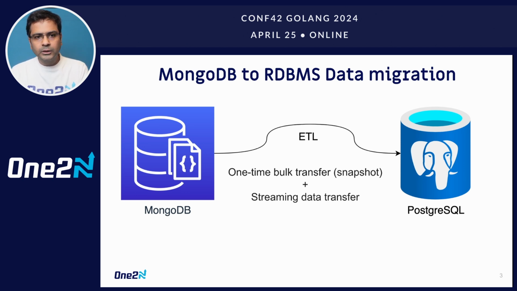Now, this was two types of transfer. One is the ETL, extract transform load, kind of transfer where we were doing a one-time bulk transfer. Think of it like a snapshot transfer of data. And we also had to worry about streaming data transfer. If there are any ongoing updates to MongoDB, how do those reflect in Postgres?